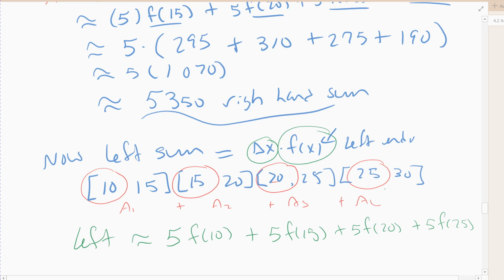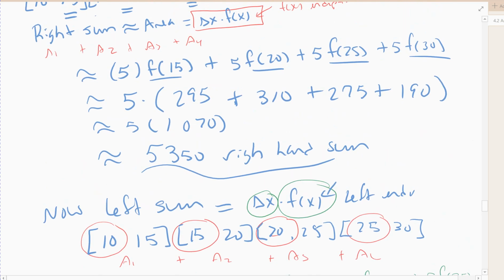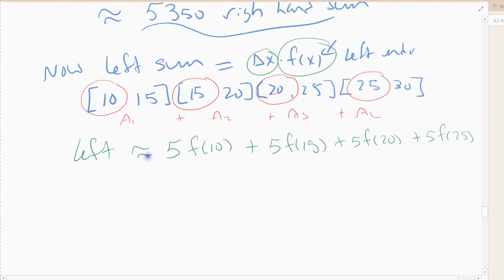For some reason, students also want to then do the 30. Don't do the 30, right? We stop at 25, the left of that. So 30 is not included. You'll notice that 3 of the values are repeated. Basically, we interchange left and right-hand sides. I get the same 3 values up here: 5 times f of 15, 5 times f of 20, 5 times f of 25. But I replace the 5 times f of 30 with 5 times f of 10. That's why we interchange left and right-hand side.